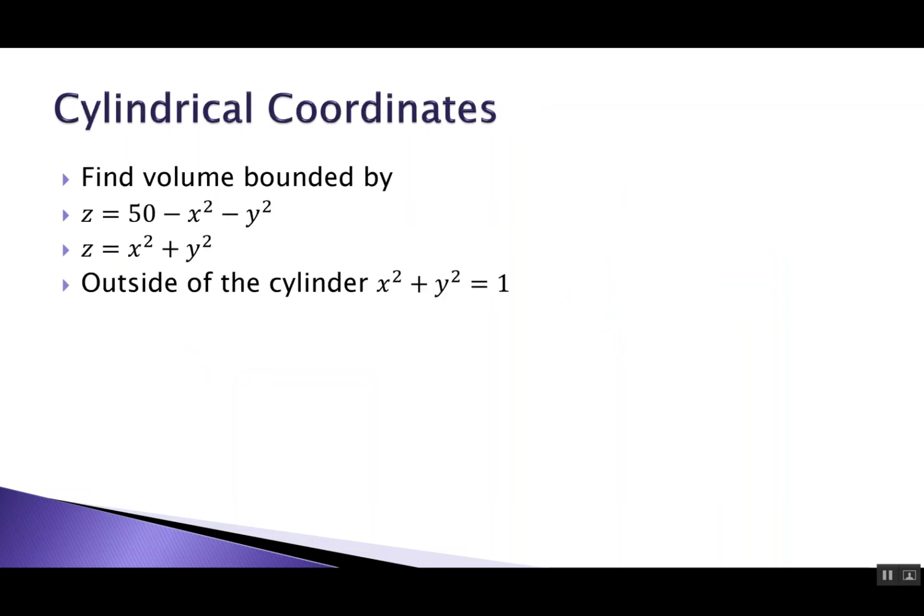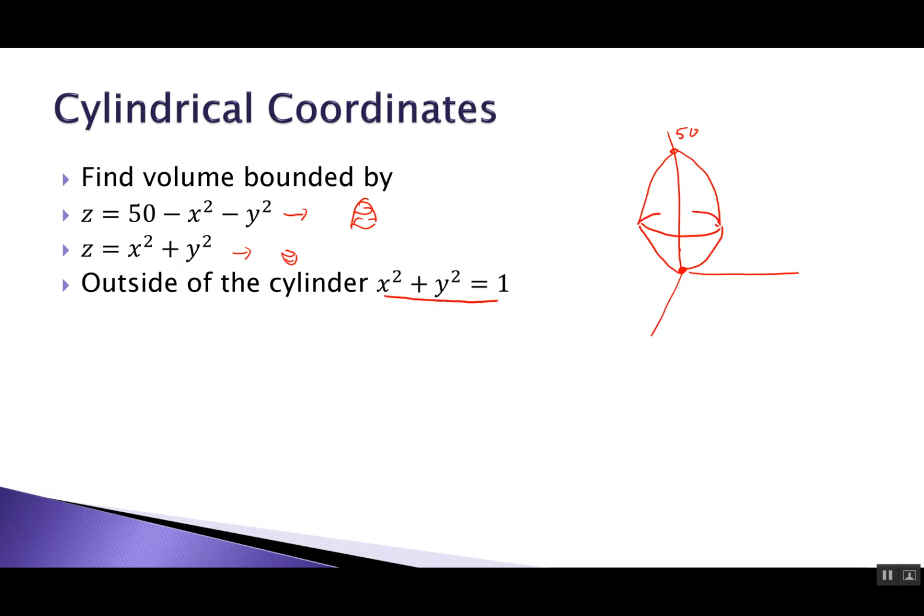Let's do an example. So in cylindrical coordinates, find the volume bounded by these two shapes. Okay, so I need to know what these shapes look like first of all. And z equals 50 minus x squared minus y squared is a little upside down paraboloid. And z equals x squared plus y squared is a little right side up paraboloid. So if I try to draw these guys, this is at 50, and it comes down. And then I've got another one at 0, and it comes up, and they're going to hit. Okay, so it's bounded by those two shapes.